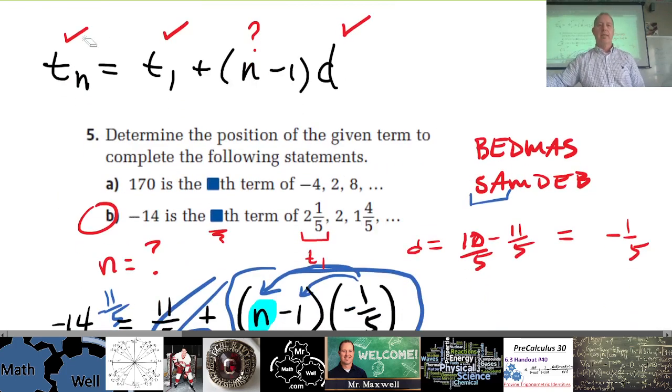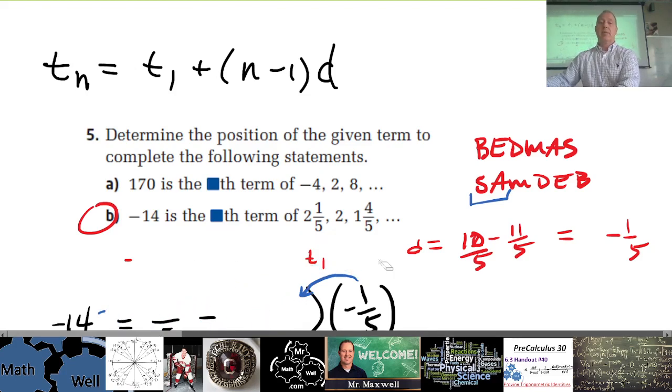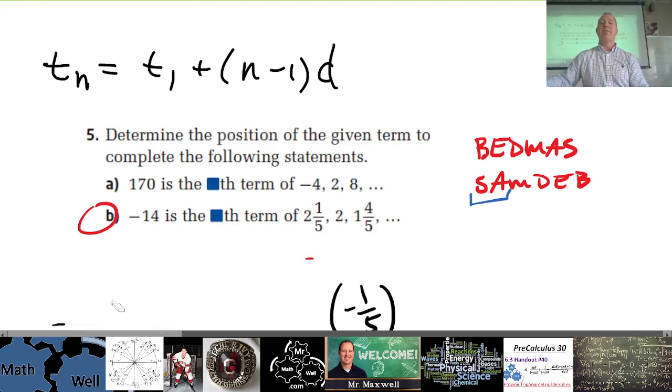Okay. All right. So number 5. Let's take a look at that. So leave some room for the rest of number 4. Number 5 says determine the position of the given term to complete the following statements. This is where it's going to get a little tricky here. So we want to know what. I'm going to erase some of this stuff just so I can start from scratch. I want to know what term 170 is. You see that? So 170 is what term? What's the n value? That's what I'm looking for.